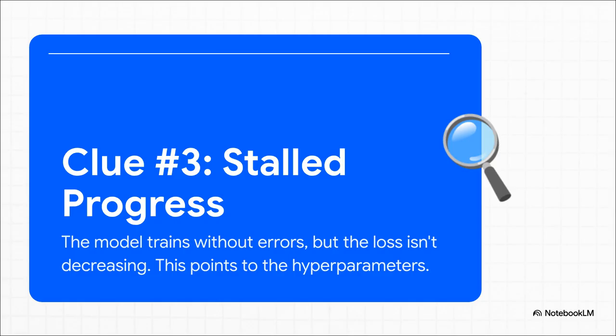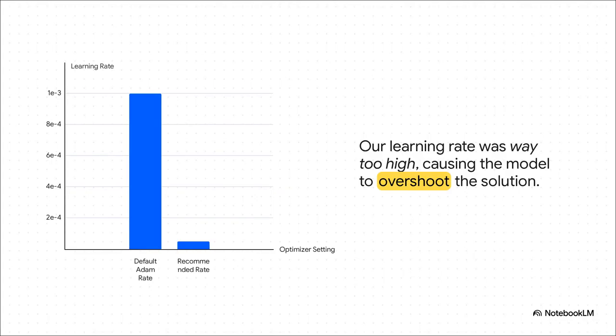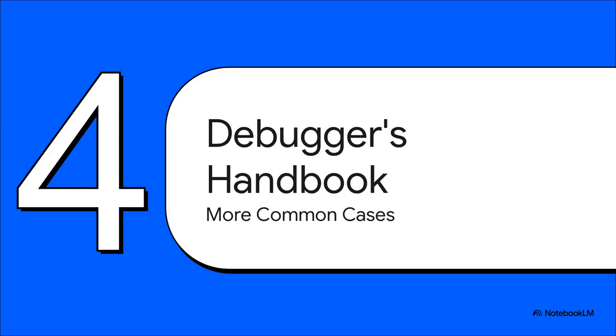The data's fine, the model is set up right, so our detective framework points us to the last suspect, the hyperparameters. And just look at the difference here. We were using the default learning rate for the Adam optimizer, 0.001. But for these big transformer models, the recommended rate is way, way smaller, like 5e-5. That's 20 times smaller. Our learning rate was so high, the model was just jumping all over the place, completely overshooting the right answer every single time. It couldn't make any progress. All right, we solved our main case.